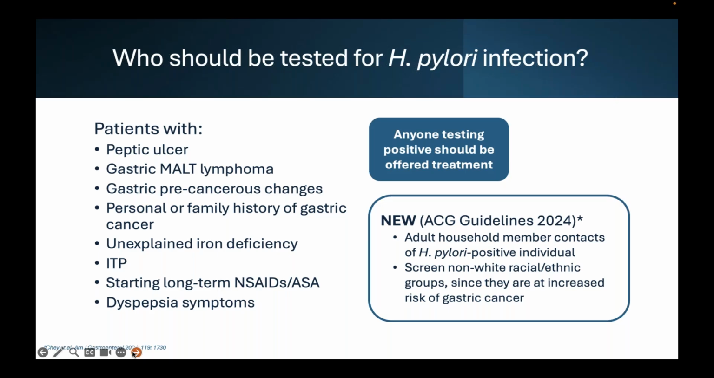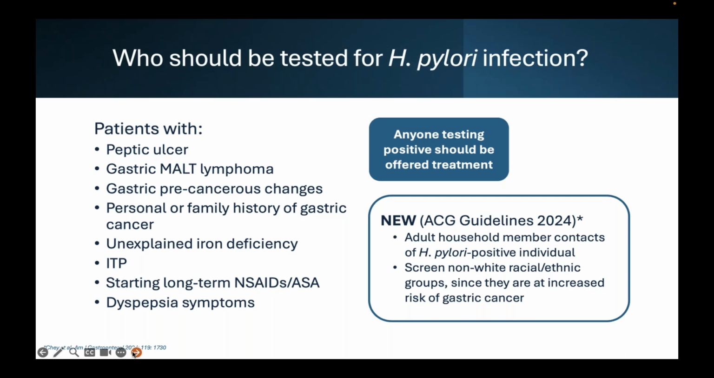Now, on the bottom right of this slide are a couple of additional indications for testing for H. pylori that have been added in the ACG guidelines that have just been published. So firstly, adult household member contacts of H. pylori individuals. Because of this intrafamilial transmission, we know that H. pylori is more prevalent in first-degree relatives or household members of those who have already been diagnosed with H. pylori, and there is benefit from eradicating H. pylori in those patients after screening them.